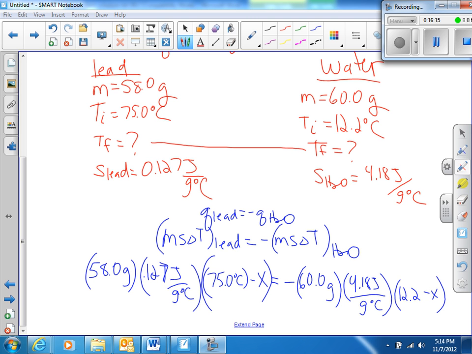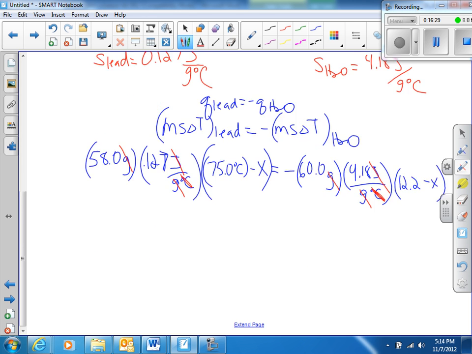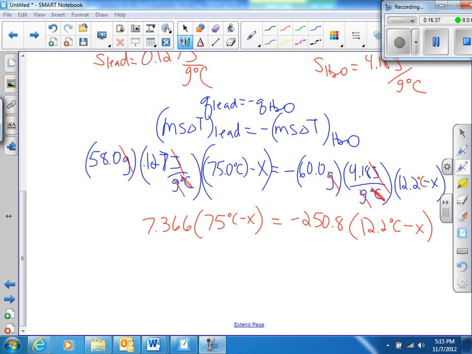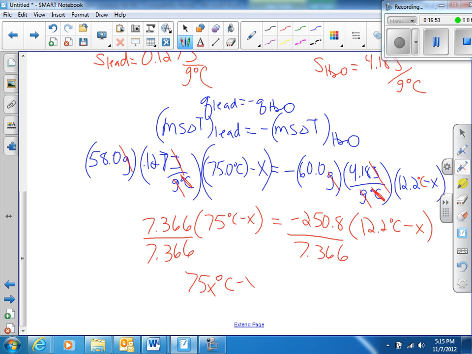Let's look at our units here. The grams cancel. The grams cancel. Now, the degrees Celsius on the left and the degrees Celsius on the right can cancel, and the joules on the left and the joules on the right are going to also cancel. Students tend to like to multiply and then distribute. I want to show you how I solve this. I like to get the numbers in front of the parentheses on both sides and then divide both sides by the smaller number, dividing both sides by 7.366. This simplifies my problem. I only have to distribute once.